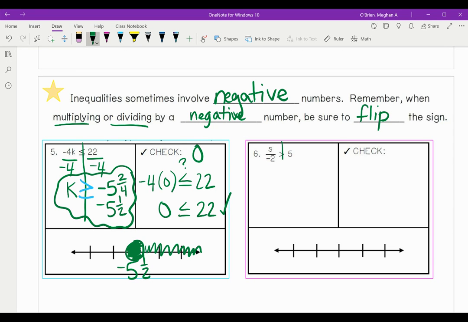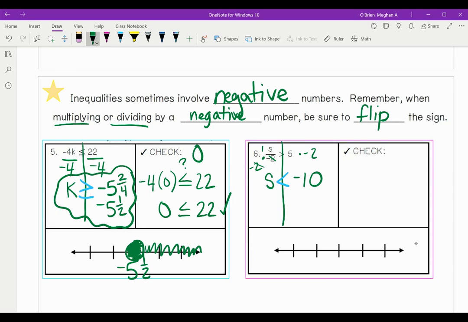Next one. S divided by -2 is greater than 5. To reverse the division, I will multiply by -2. Multiply by -2. So then S is, I multiplied by a negative, didn't I? So I'm going to flip that sign around and then simplify what's over there. So I'm thinking any number less than -10 will work for this.